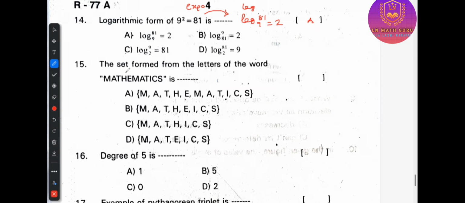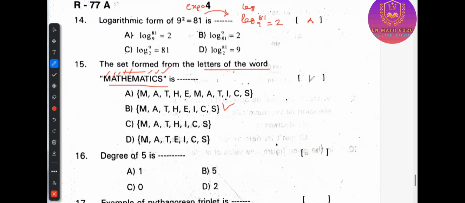Now the set formed from the letters of the word mathematics. We can take the letters only one time. What will appear? That will be M, A, T, H, E. After that, A and M are repeated at the beginning only. T also appeared. Then I, C, and S. So that appeared in option B.